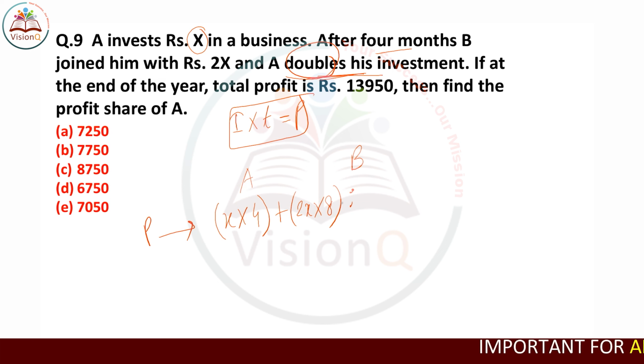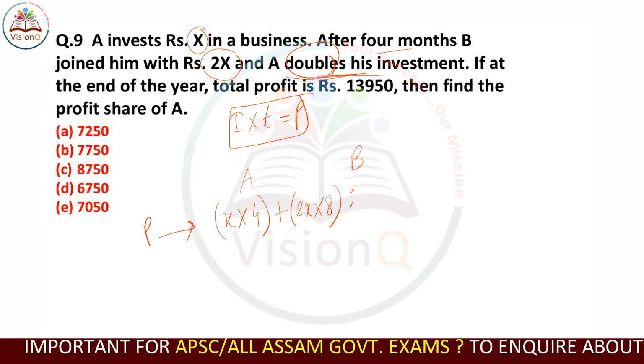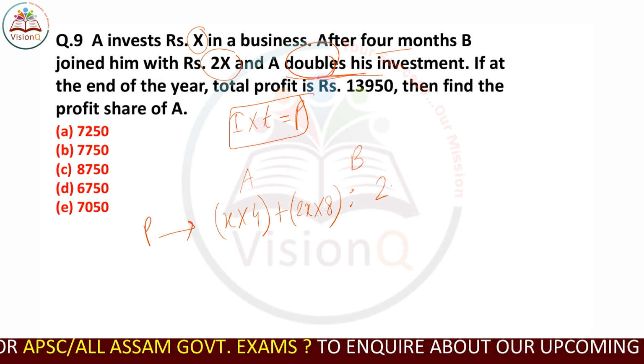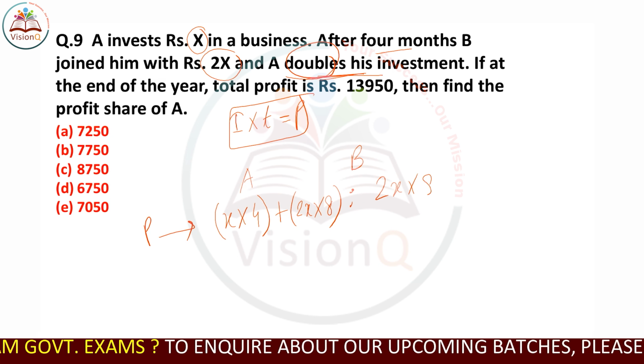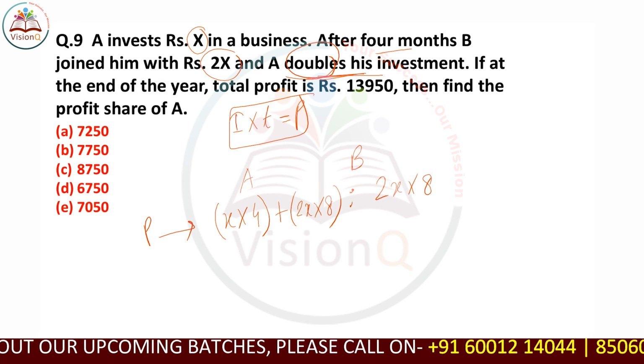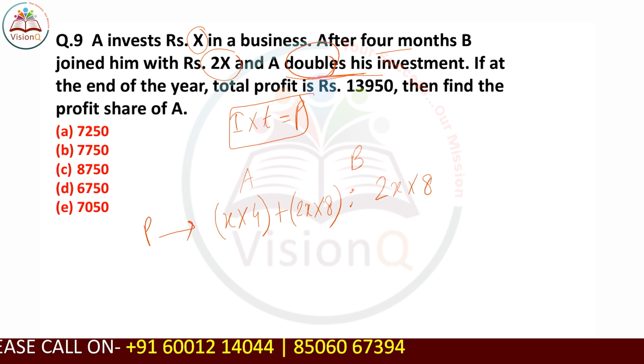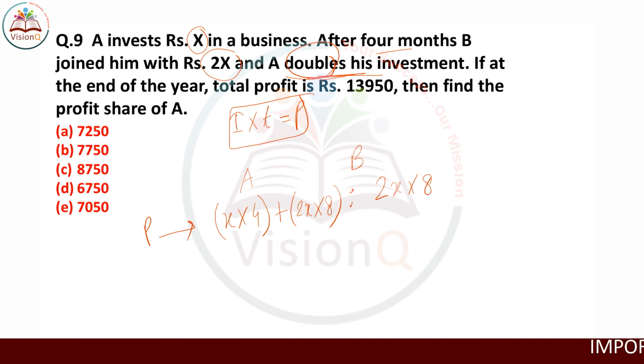Now, come to B. Say B joined the business after 4 months with the investment of twice X. So, B's investment twice X will be for how many months? For 8 months only, because B joins the business after 4 months. So, B will invest this amount twice X for 8 months only. Investment multiplied by time gives the profit. Now your aim is to find out this profit ratio of A is to B, because in this topic of partnership, always we want the ratio of the profit.